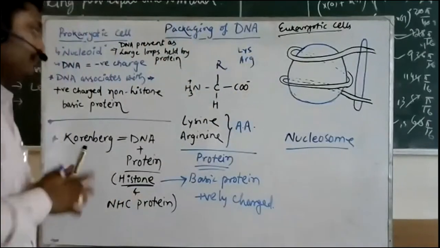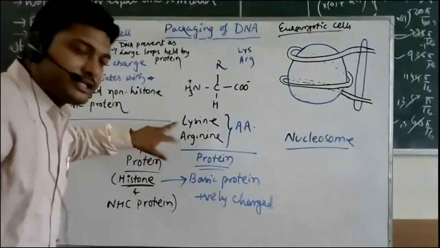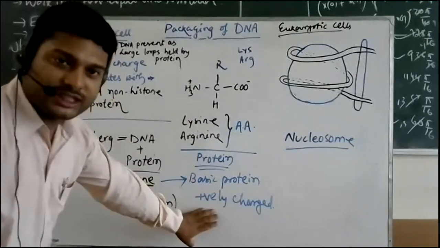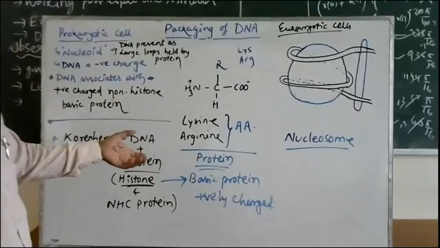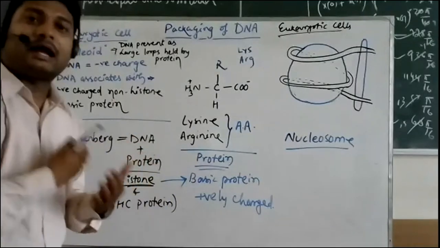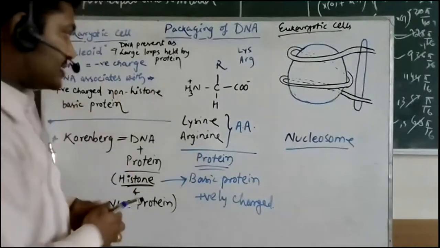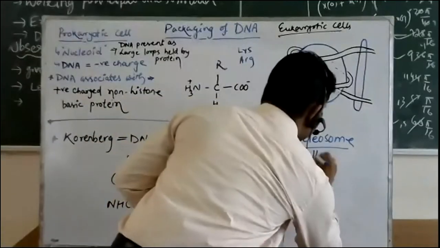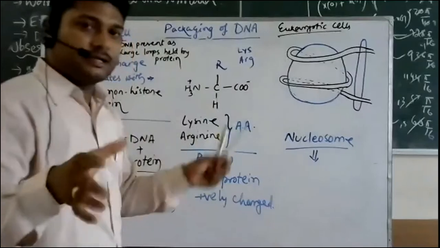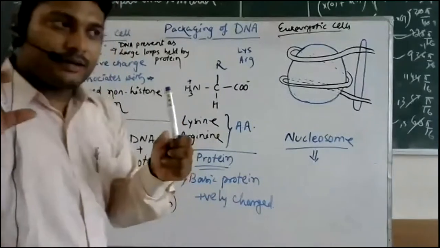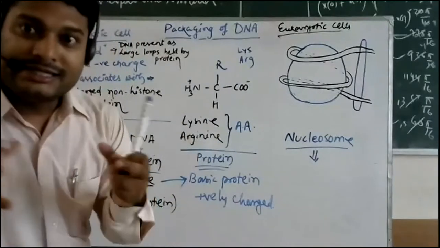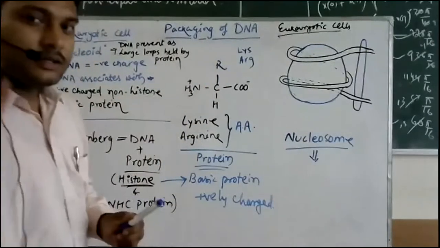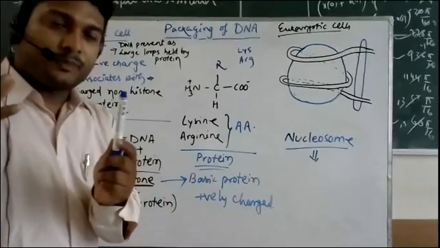So you can write that also. They are going to be rich in these two amino acids, and that will give us an overall positive charge. And we already know that DNA is negatively charged, so they can wrap around each other and form a structure, right? These DNA and proteins, that is nucleosome. It's a structure where the DNA gets wrapped around the protein, right? A positively charged protein.